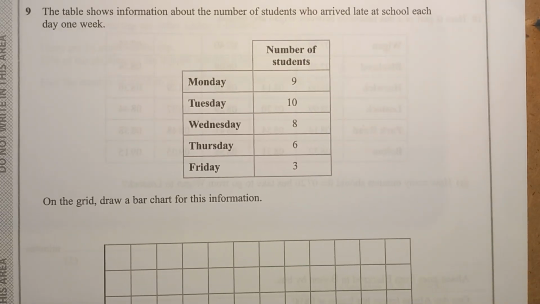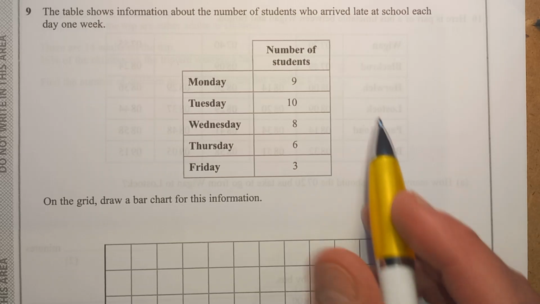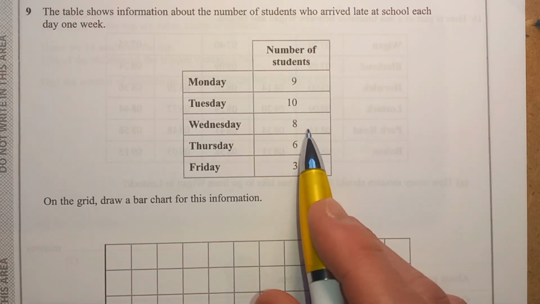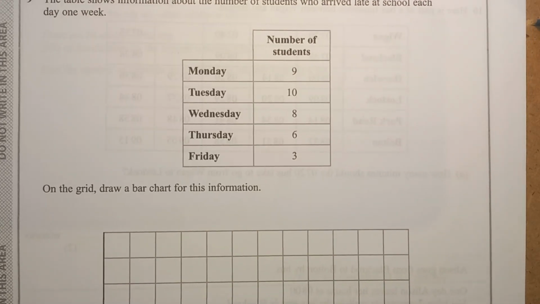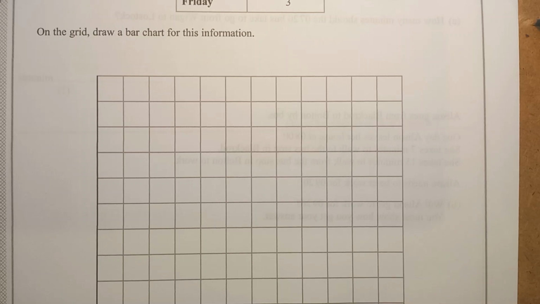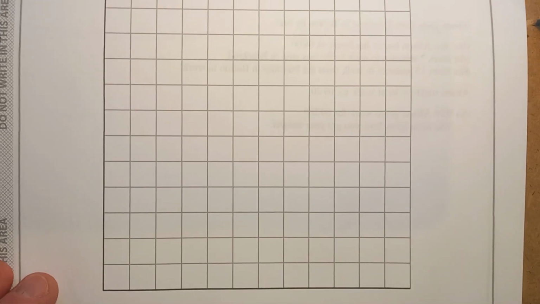Question 9. The table shows information about the number of students who arrived late at school each day 1 week. So on Monday there were 9 students late, Tuesday there were 10, Wednesday there were 8, Thursday 6 and Friday there were 3. On the grid, draw a bar chart for this information. Okay, so you can draw a horizontal or vertical bar chart. Normally I'd draw a vertical bar chart. Generally that's what's expected, although you won't be marked wrong if you do a horizontal one, but you might find the graph paper is better set up for a vertical one. Although I think we've got a square here, so it shouldn't matter.